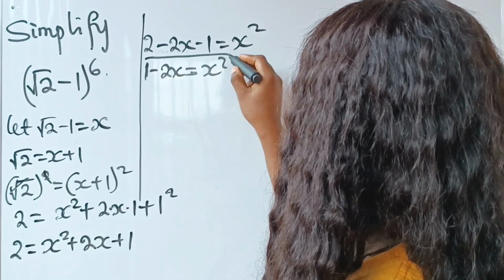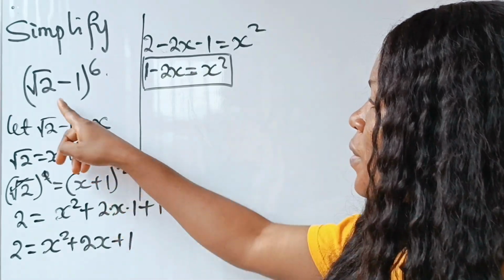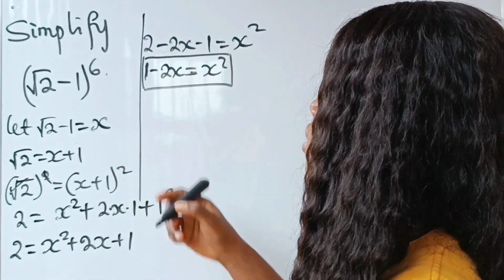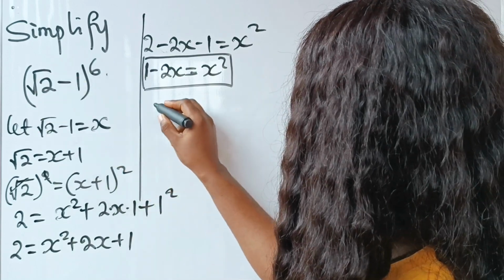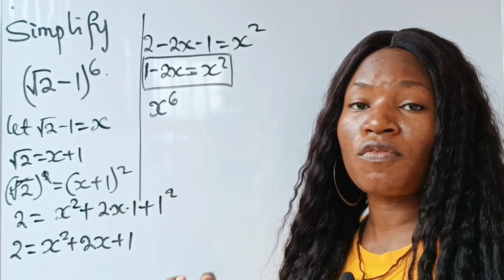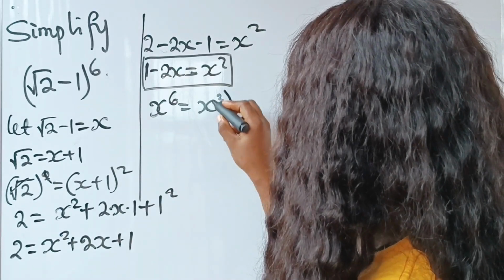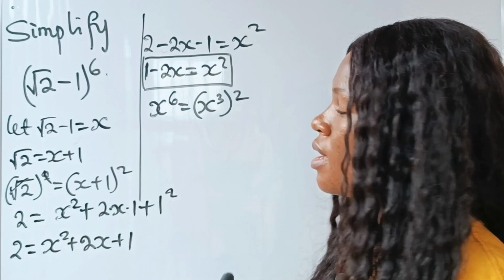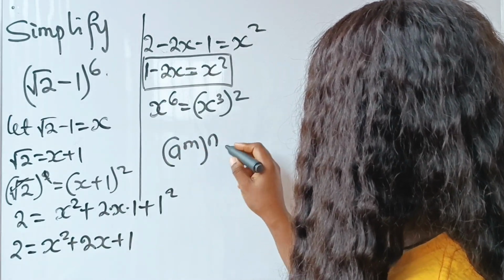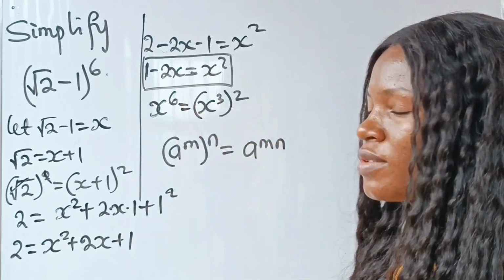Now this is a very important equation. I'm going to show you why. Recall that we said let root 2 minus 1 be equal to x. So that simply means that what we are solving is x to the power of 6. If we solve this using the laws of exponents, you can see that this is equal to x to the power of 3 raised to the power of 2. Yes, because when you have a to the power of m raised to the power of n, this is equal to a to the power of m times n. So 3 times 2 will give us 6.